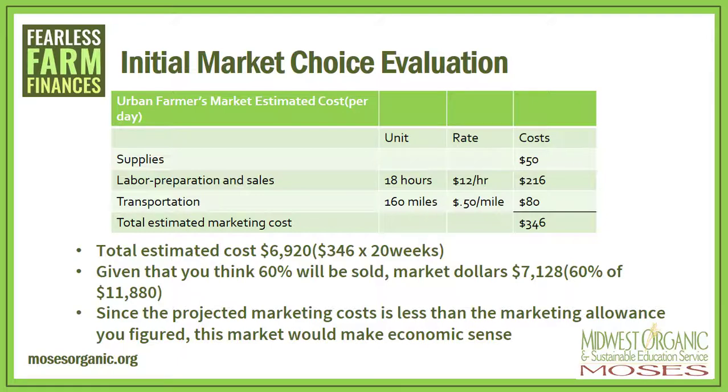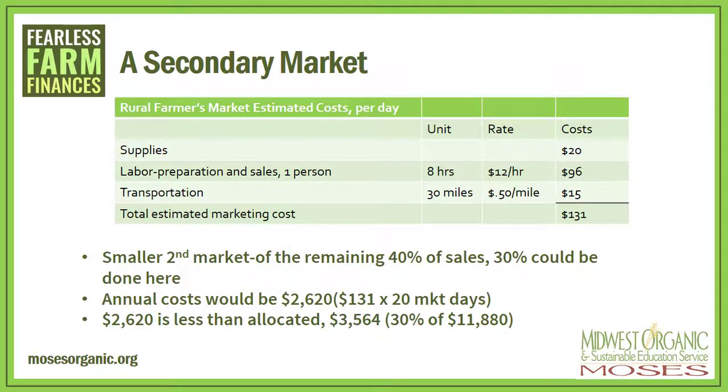So since the projected marketing cost is less than the marketing allowance, you figured this market would probably make economic sense if all goes as planned. So you only had 60% at that first market. So now you're going to look for a secondary market. Perhaps you have a smaller farmer's market that's closer to your farm.